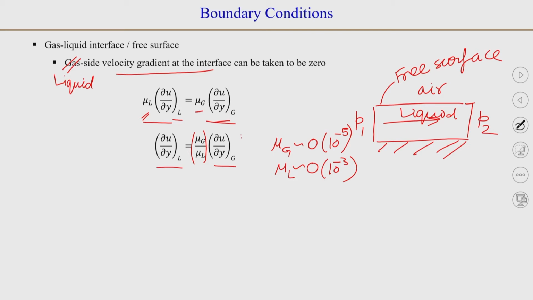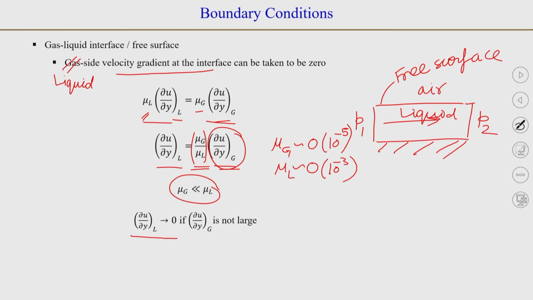So, if the velocity gradient in the gas side is not too large, then because mu g over mu L is a small number, we can neglect the gradient at the interface in the liquid side. And this helps us, because to solve the velocity field in the liquid, we do not need to find the velocity field in the gas.